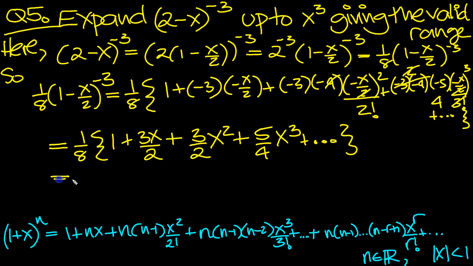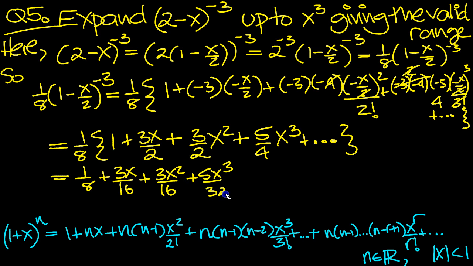Now run through the eighths. We've got 1/8 first term, then 3x over 16. And then we've got 3x squared over 16. And then 5 over 8 fours is 32. 5x cubed over 32.